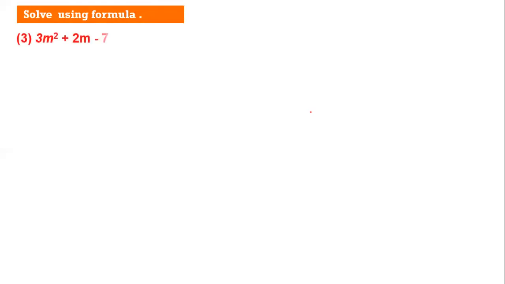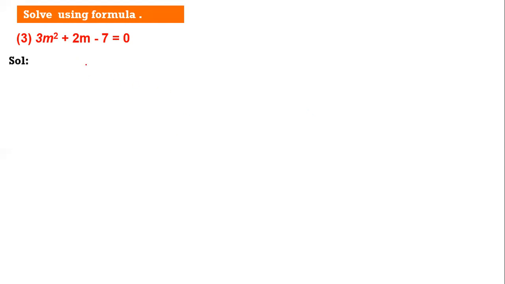Now let us take one last sum. Solve the following by formula method. Now this could be a bit trickier. All those who have very good basics and everything can solve this sum on their own very quickly. In fact, I want you to pause the video, try solving the sum, and then come back to the solution and check it. So we will start the sum.